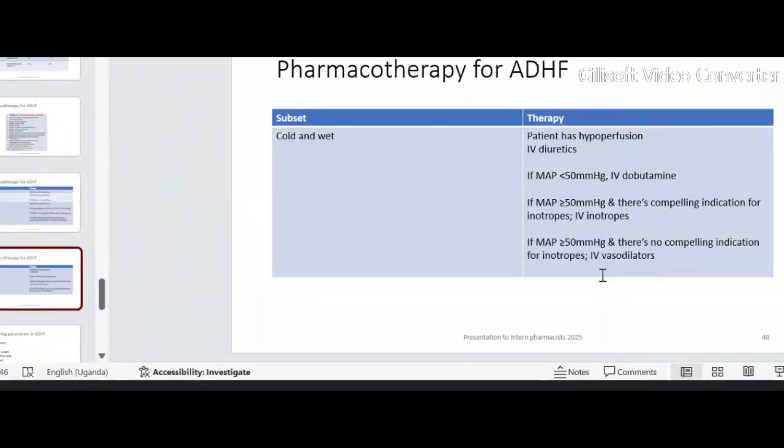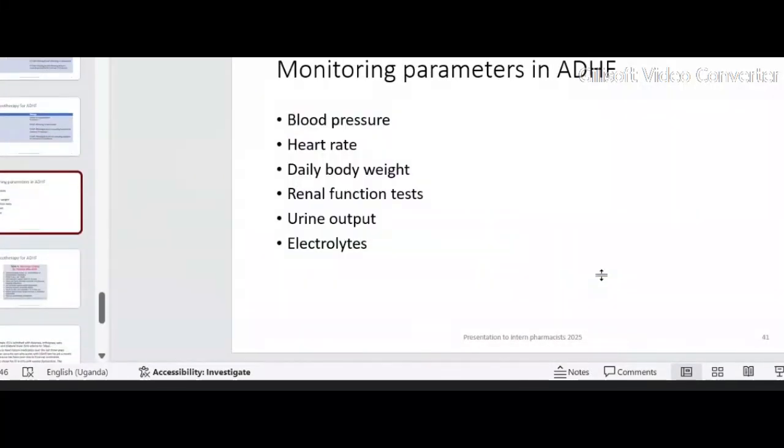If MAP is more than 50 and there is a compelling indication for inotropes, like in sepsis, we will give this patient IV inotropes. If the MAP is 50 and above and there is no compelling indication for inotropes, you can use vasodilators for this patient, like isosorbide dinitrate if they are having congestion, which can be very helpful.